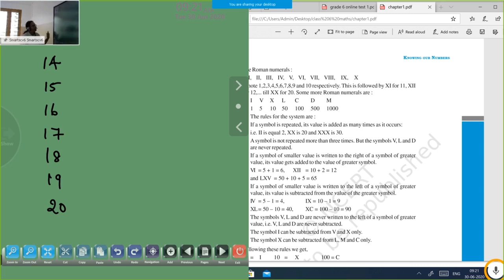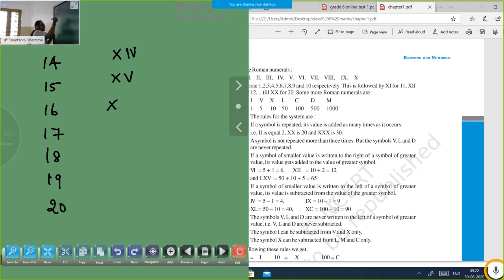So 14. 14 means what? 14 means X. 10 means X. Then we have to write 4 to the right side. 10 plus 4 is 14. How to write 4? IV. So 14. 10 plus 4, 14. Next 15. 10 plus 5, 15.